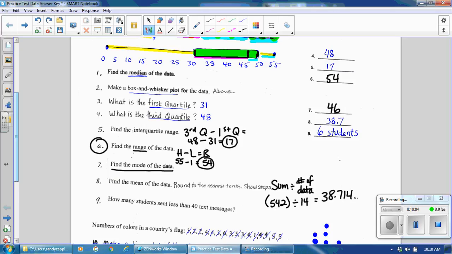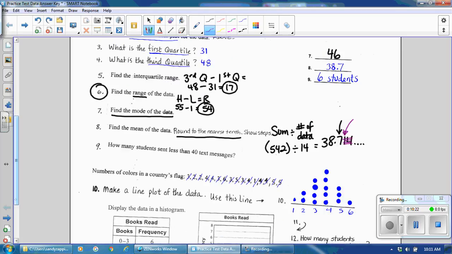38.714 dot dot dot, and we're to round to the nearest tenth. So this is the tenths position. The number that makes the decision will be the 1, and that's not enough to round up. So we just drop that off, and the answer is 38.7.